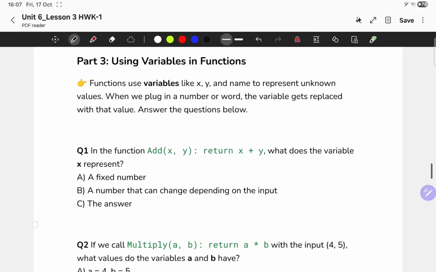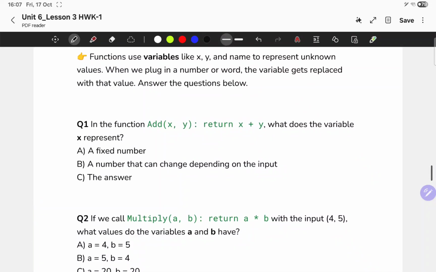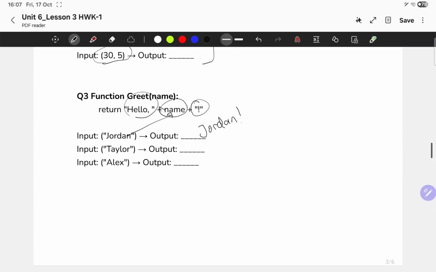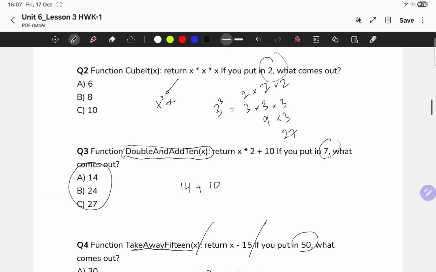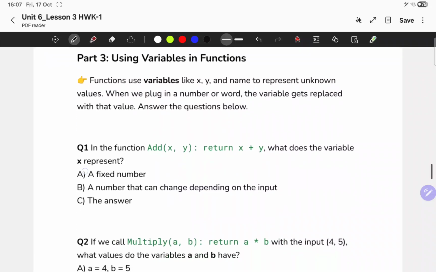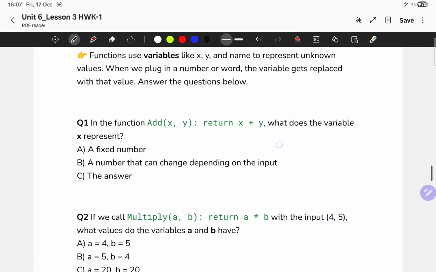Now the next thing is going to be using variables in functions, which is really easy. We've done this before. Now let's take a look at this. In the function add x, y, return x plus y. So the variable x, what does the variable x represent? Now this can be a little bit difficult, but if you look at what we've done here, x has been used to represent so many different numbers, and it depends on what we put in to be x, right? So what answer matches that the most? Definitely not this because it changes. Definitely not that because it's not the answer. So therefore it must be B.